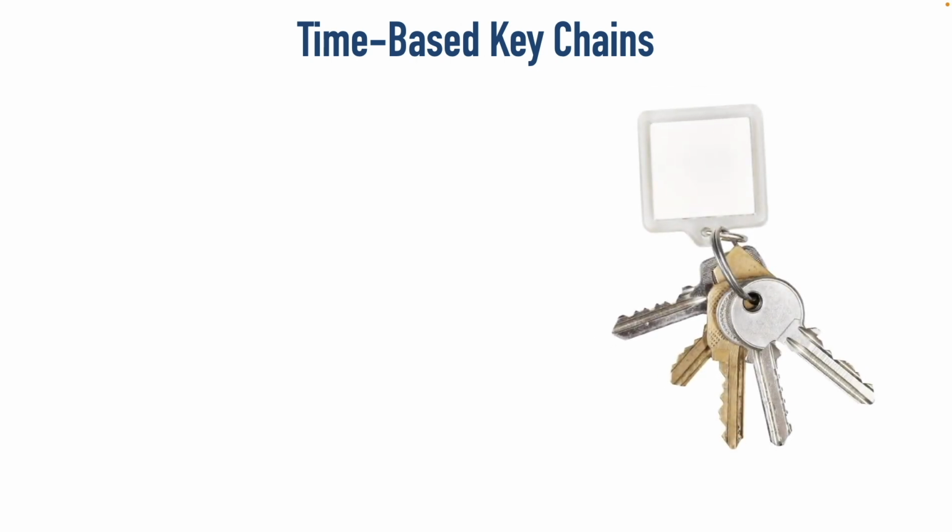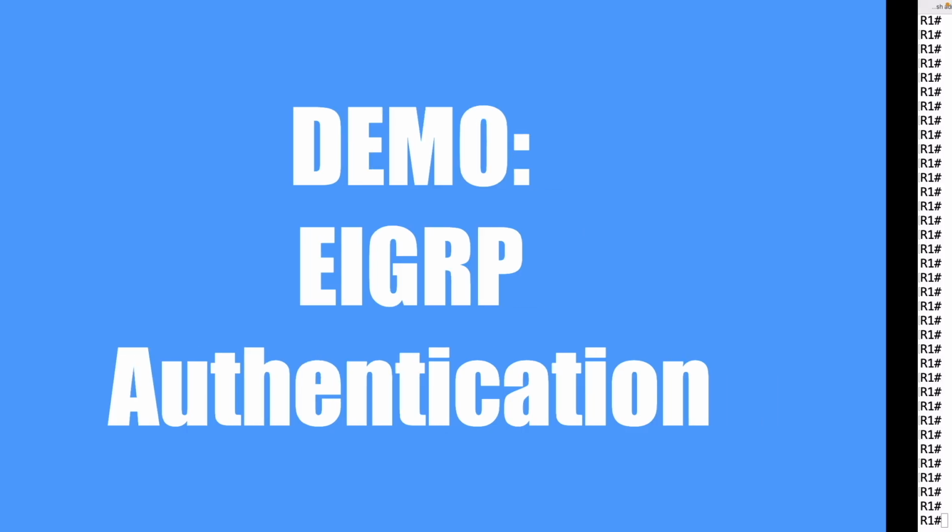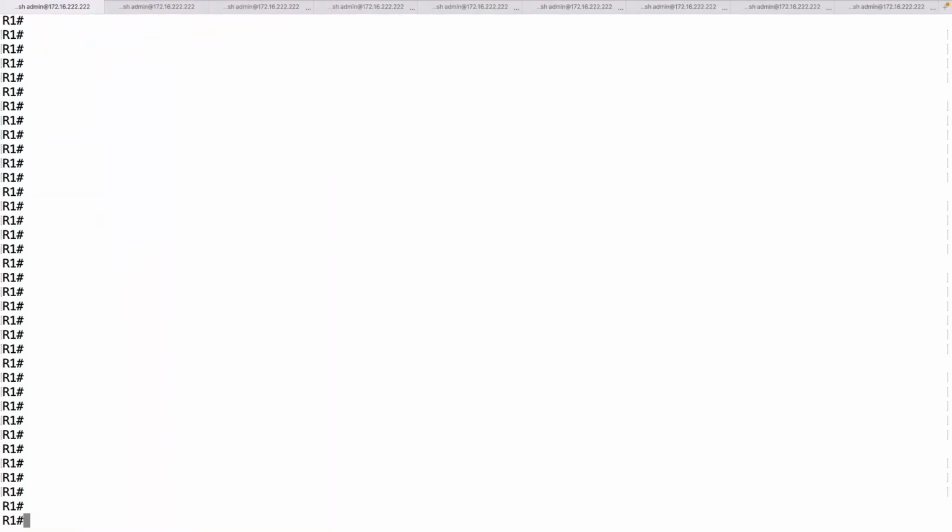A key chain is going to allow us to specify the duration over which a key is going to be valid. And then it's going to expire and another key is going to take over. You could have multiple keys valid at different times on the same key chain. And I want to show you how to set that up. Now let's go ahead and take a look at an authentication example. I'll bring the topology back up on screen.